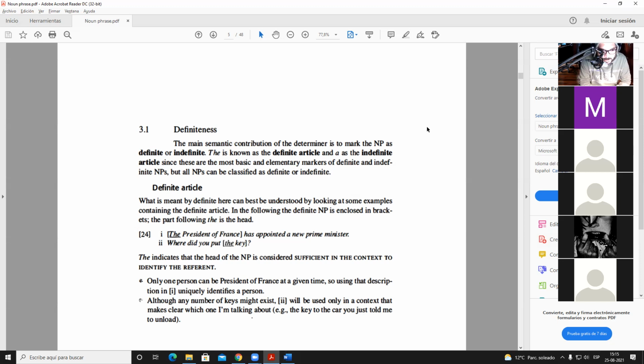In the second, where did you put the key? Although any number of keys might exist, the second form will be used only in a context that makes clear which one I'm talking about. That is, for example, the key to the car you just told me to unload, right? So all over again. The definiteness provided by determiners is the product of the context. That is to say, we can say this is a definite noun phrase when there is enough context for both speaker and receiver in order to identify the referent. When I say the referent, I'm saying the noun head, okay?